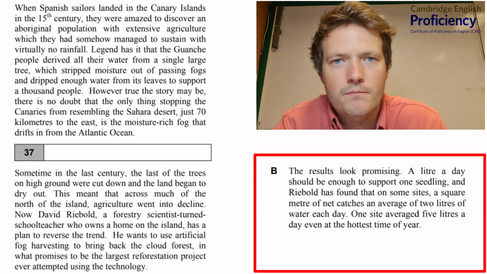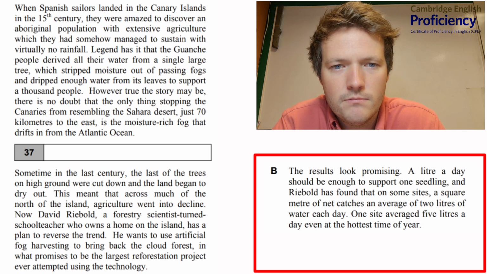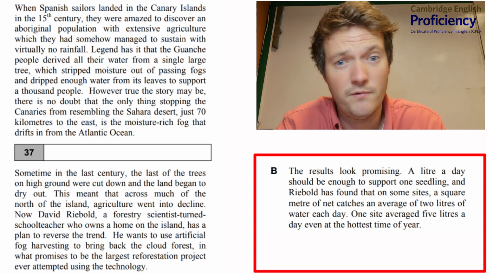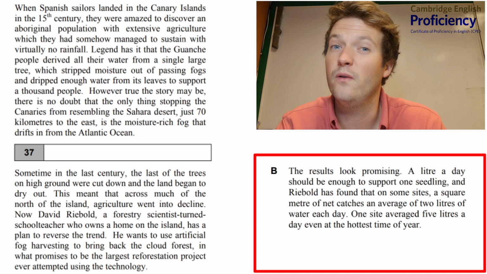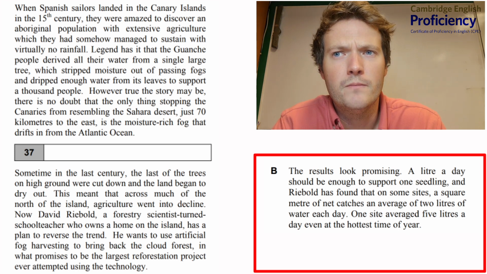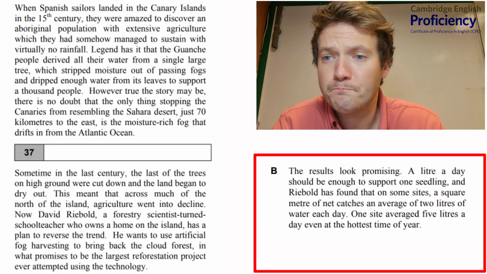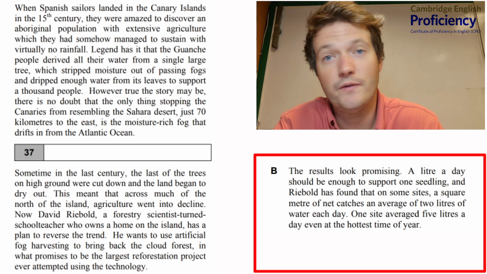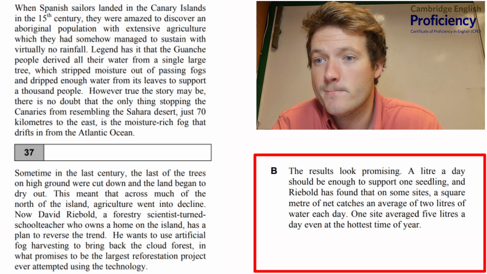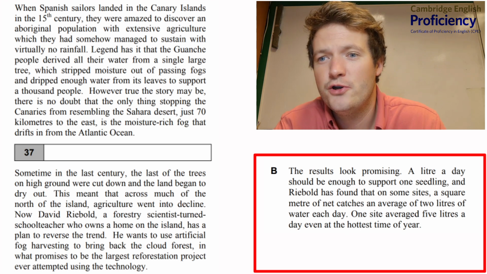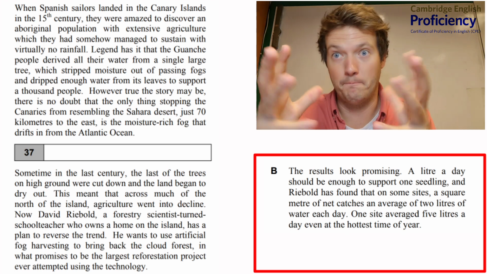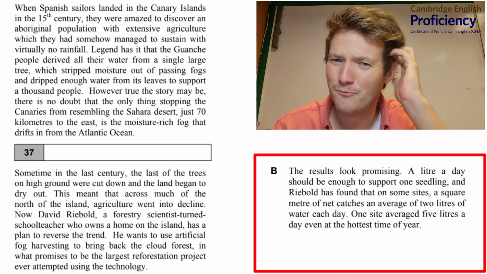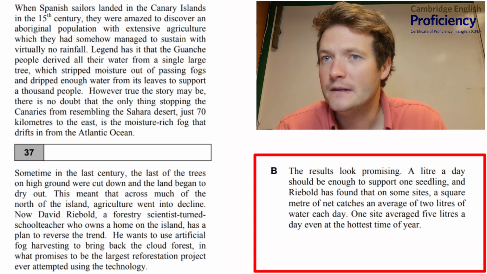We're talking about the geography of the Canary Islands. How it's similar to the Sahara Desert, but there is a moisture-rich fog that drifts in from the Atlantic Ocean. We think that's where, or they think that that's where the Guanche people got their water from. The results look promising. The results of what? There hasn't been an experiment. I don't think it can be B. It then says a litre a day should be enough to support 1 seedling. A seedling is like a baby tree. We haven't mentioned growing trees. No, it's not B.